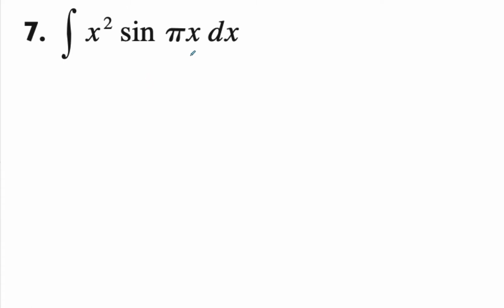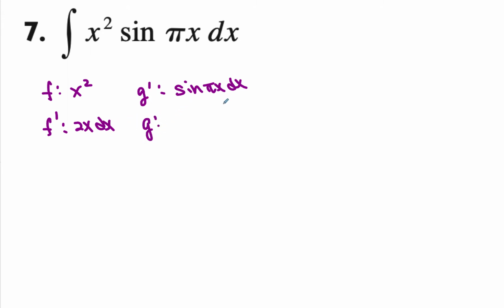How about in this case, what's going to be happening? Similarly, I'm going to first start off with f equals x squared, and then g prime equals sine of pi x dx. Then what is f prime equal to? That's 2x dx. And then g becomes, yes, negative cosine of pi x over pi.